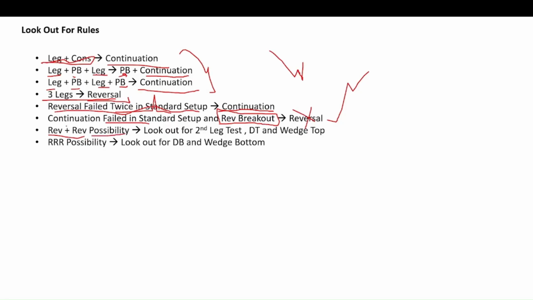When you are looking out for reversal possibility, you should be looking out for second leg test, double top and wedge top. You will see inside the video what they mean. And for reversal plus reversal plus reversal, which I will be calling triple R, you should be looking out for double bottom and wedge bottom.